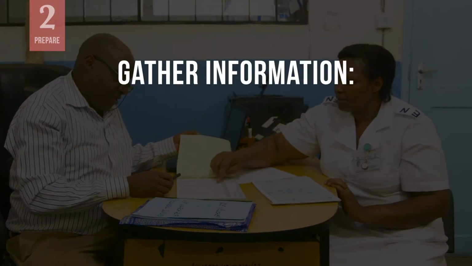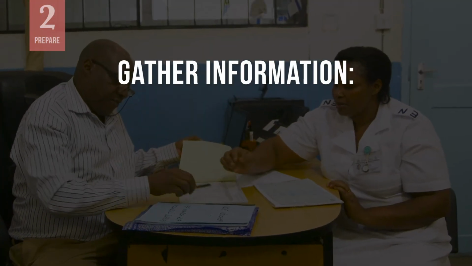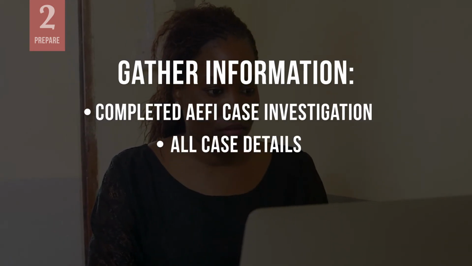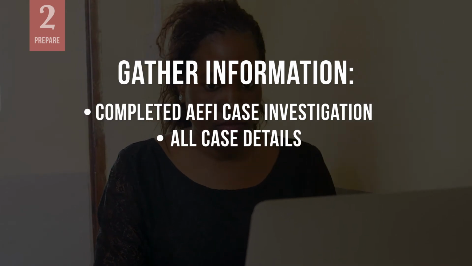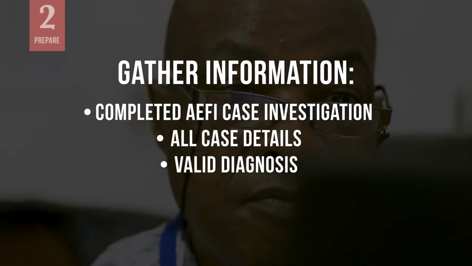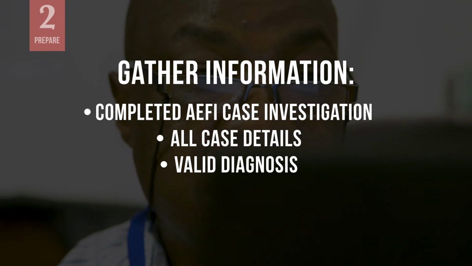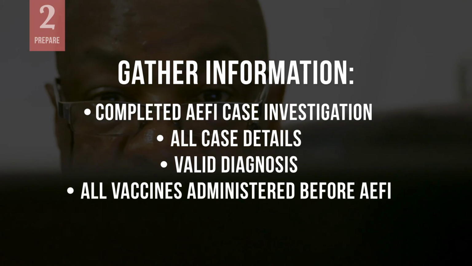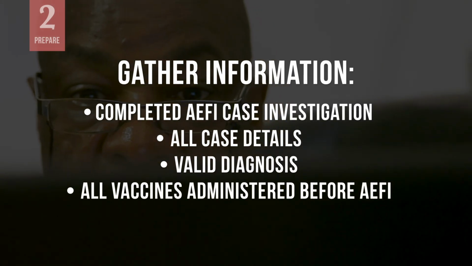This involves gathering detailed information on the AEFI, including a completed AEFI case investigation, all case details including laboratory and autopsy findings, a valid diagnosis for the AEFI, which could be an unintended sign, an abnormal laboratory finding, a symptom, or a disease, and identification of all vaccines that were administered before the event. All this case information will be used to determine the most likely cause of the AEFI. If any of these details are missing, the review committee may not proceed with the assessment or may deem the case unclassifiable.